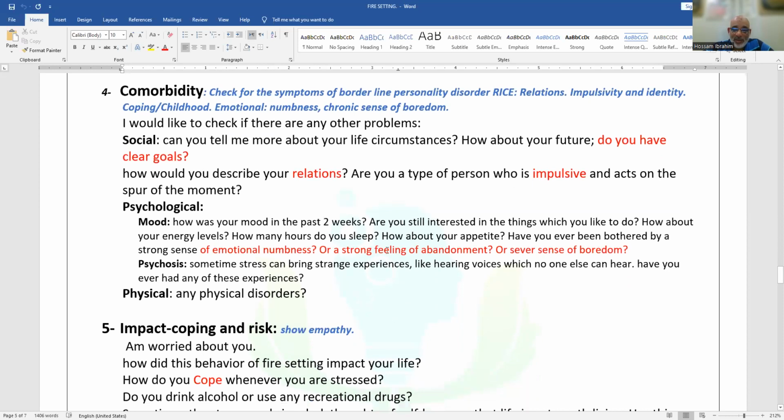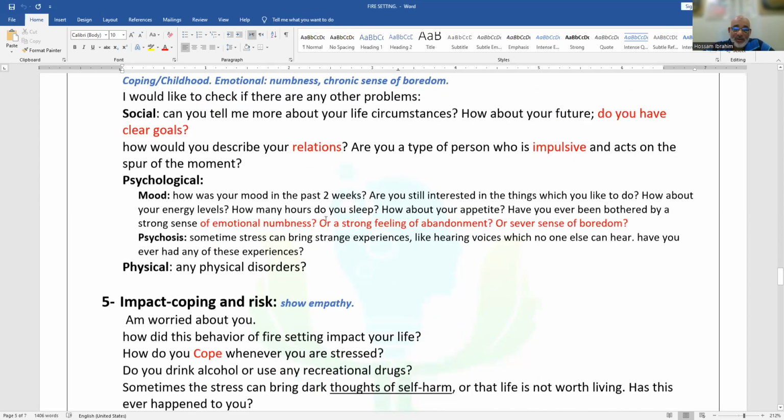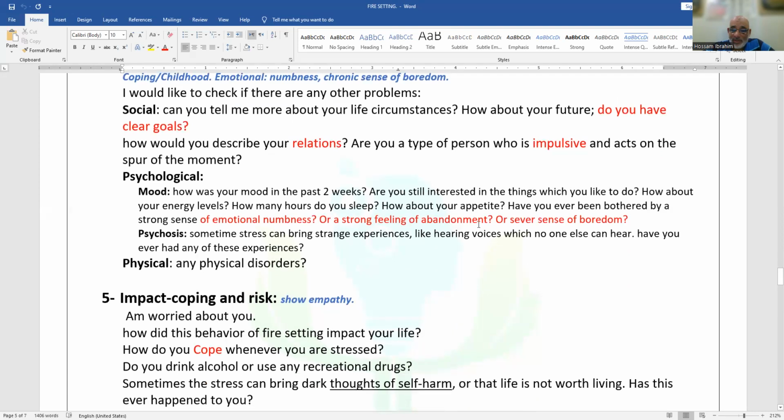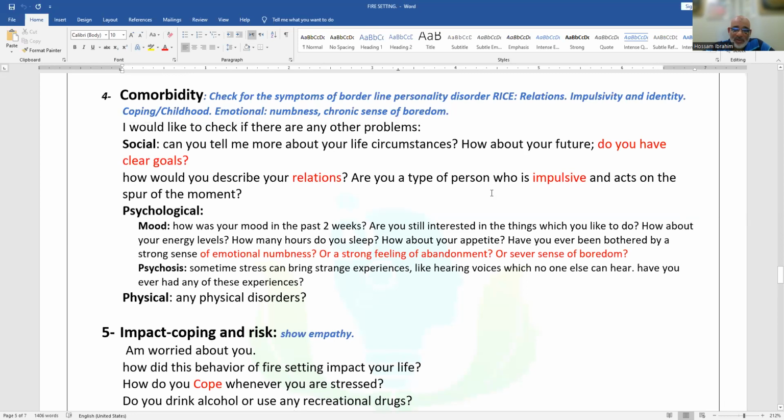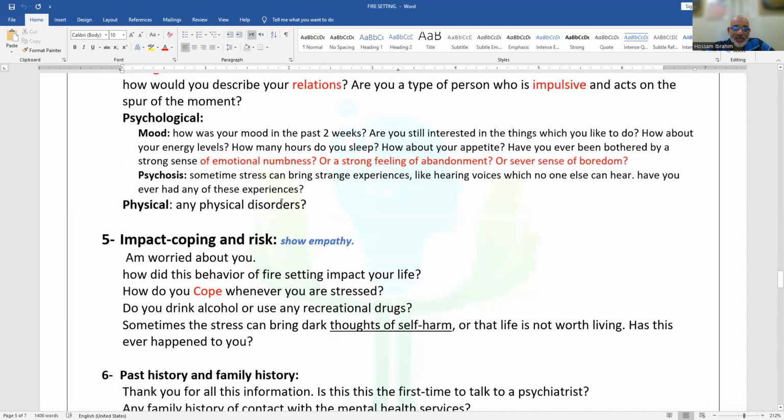Then the mood: ask about the mood and ask two questions which are related to the borderline. What about emotional numbness or strong feeling of abandonment or severe sense of boredom? So the usual questions related to the psychological comorbidity, and we will add two or three questions related to the borderline: emotional numbness, abandonment, and sense of boredom. With all these questions, you have covered the borderline. Are you with me, doctor? Yes. Okay, so when you ask about the social, put a couple of questions, and when you ask about the mood, put a couple of questions, and then you'll cover all the symptoms of the borderline personality disorder.